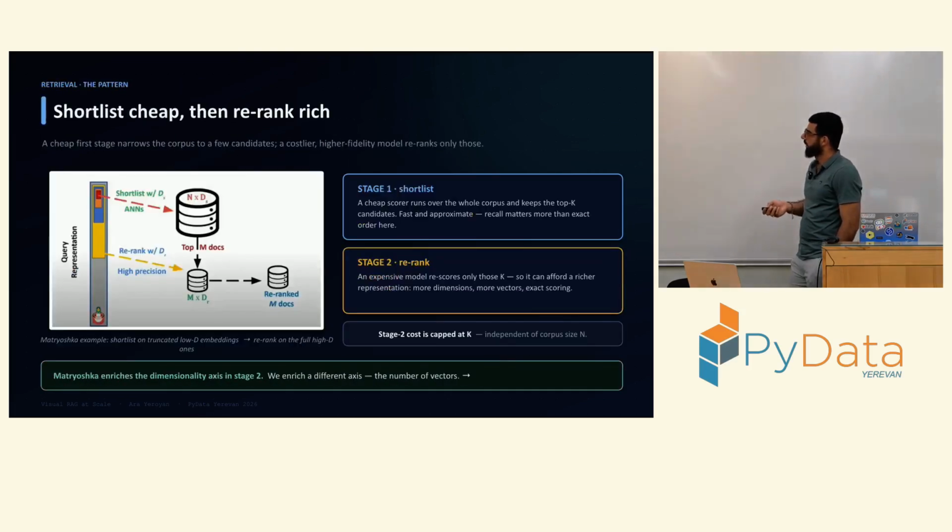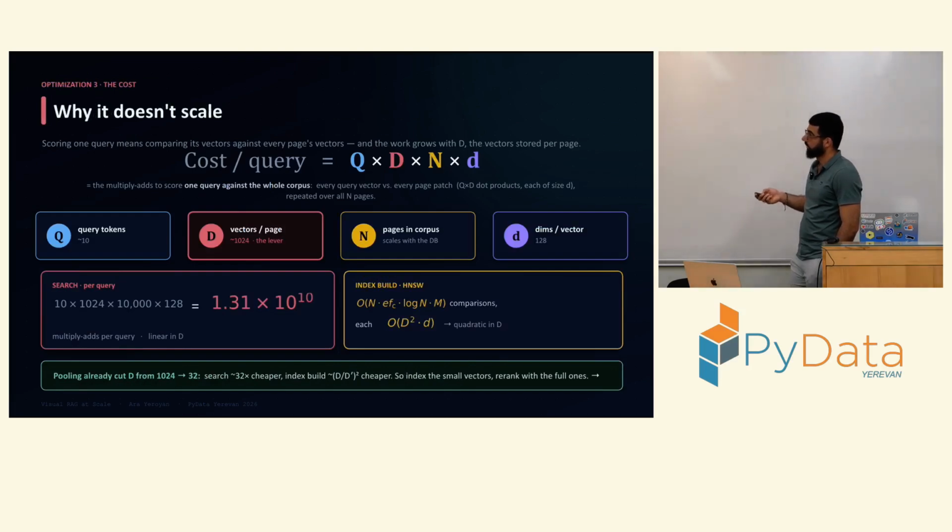It needs to do the same for all others. So computationally, you have the number of query tokens, the number of documents. Per document, you have the number of vectors. Each vector is, in our case, 128 dimensional. It can be different given your model spec. So this is the number of operations you need to perform for just one retrieval.